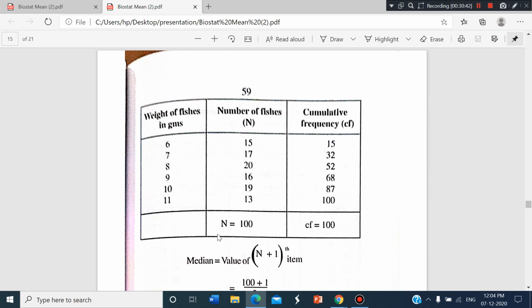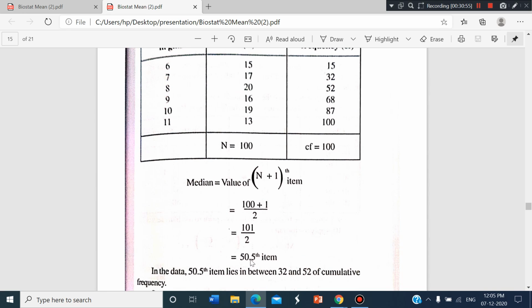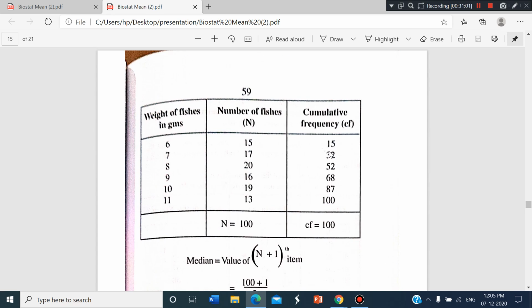This is how it is calculated for group data without class intervals. First you have to find out the median value. Median value is 50.5, lying between these two cumulative frequencies, 32 and 52. In this, take the highest cumulative frequency, that is 52. Find out its corresponding value, that is 8. So this 8 becomes the median value. Here there may be certain problems. I don't know whether you have understood.